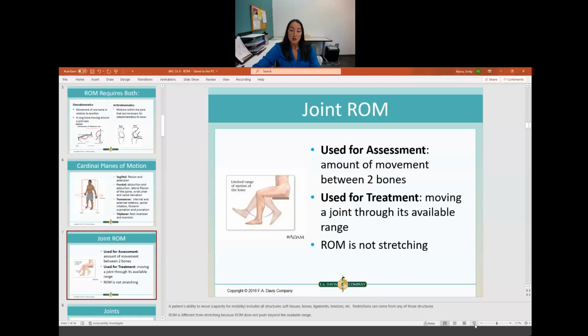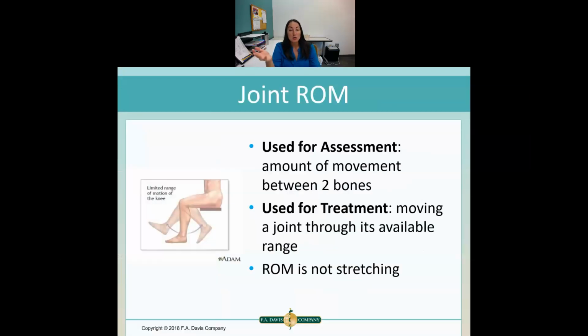So in order to have the capacity to move, we're not just looking at one thing, we're looking at all the structures involved, bones, ligaments, tendons, soft tissue, and how it moves, even skin. If you have a significant burn and a large scar that's immobile, then that can limit your range of motion as well. So your ability to move through your range of motion depends on a wide variety of things, all the structures involved, and not just one thing.